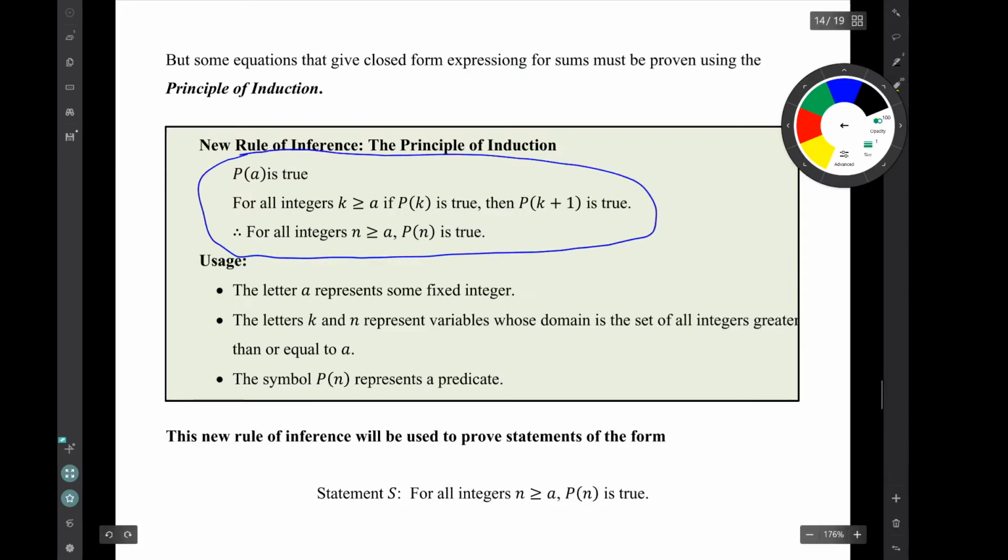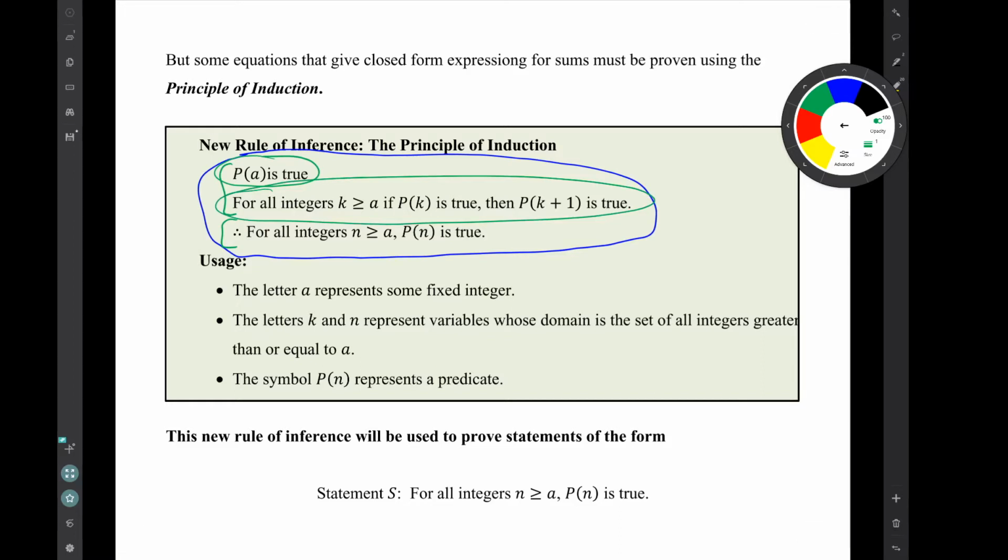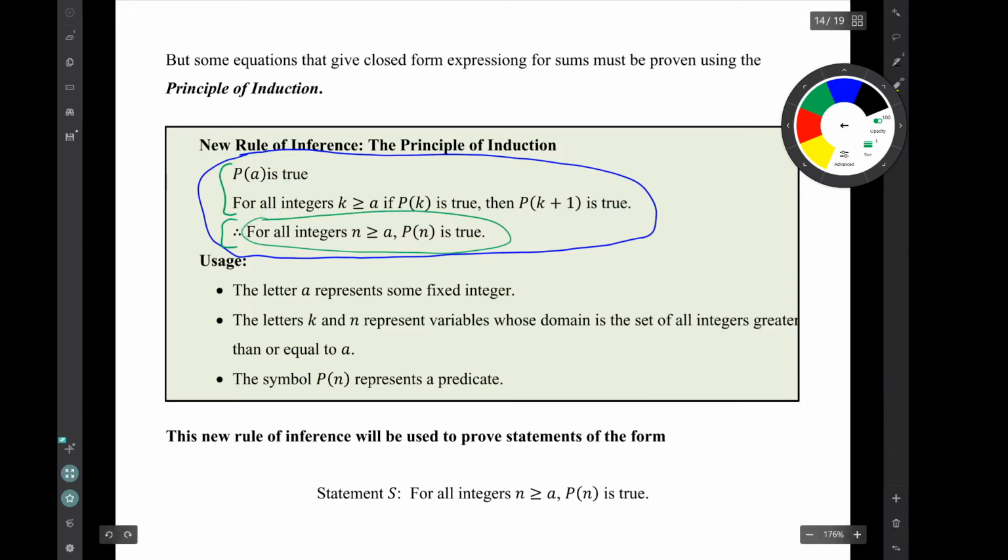So remember how rules of inference look. They have hypotheses and conclusions. So one hypothesis is that P(a) is true. The second hypothesis is this whole thing: for all integers k greater than or equal to a, if P(k) is true, then P(k+1) is true. That's the second hypothesis. Then the conclusion is this sentence: therefore, for all integers n greater than or equal to a, P(n) is true. So that's quite a mouthful.